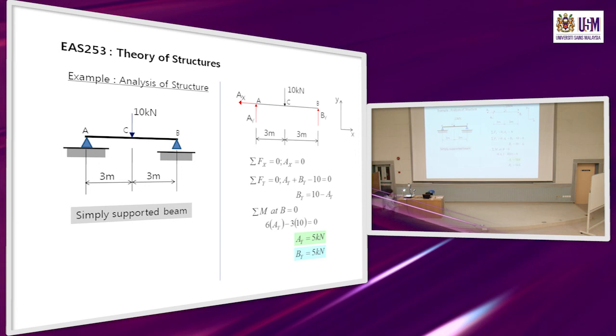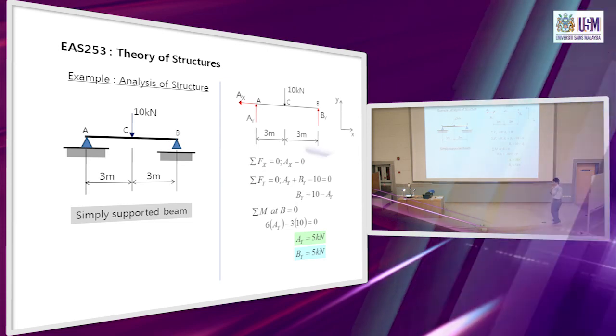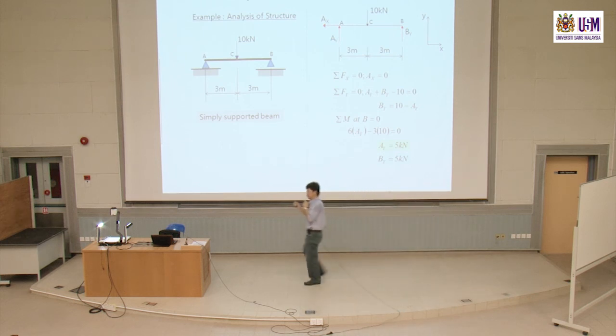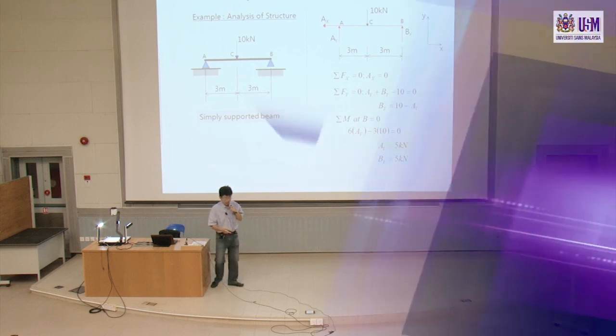So you have this equilibrium equation, you solve for this. You have this, you can get this, and then finally you make use of this, you can solve for AY. Once you get AY, you substitute back, you get BY. So you have three forces that you do not know, and you have three equilibrium equations. So three unknowns, three equations, you can solve this. The number of unknown forces, 1, 2, 3, is equal to the number of equilibrium equations, 1, 2, 3. Three equal to three. Next we come to this.